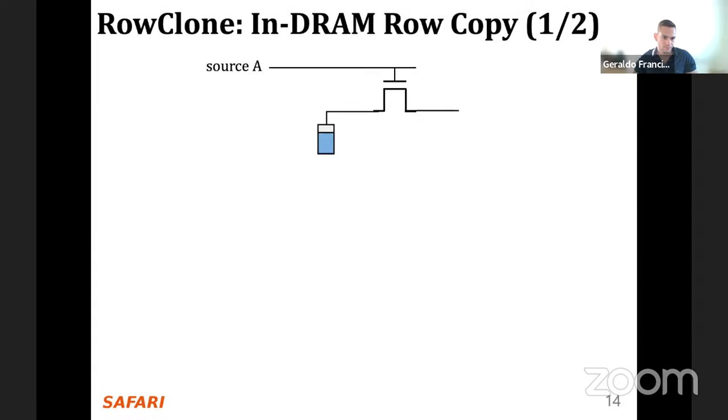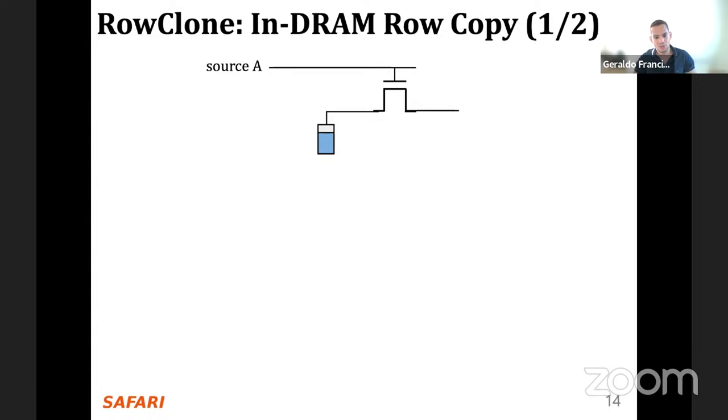So there are prior works in the literature that show that we can manipulate how DRAM operates using these activate and precharge commands to do what we call in-DRAM operations. One of the first works is RowClone, which enables us to do in-DRAM row copy operations. So let's see how this row copy operation works.